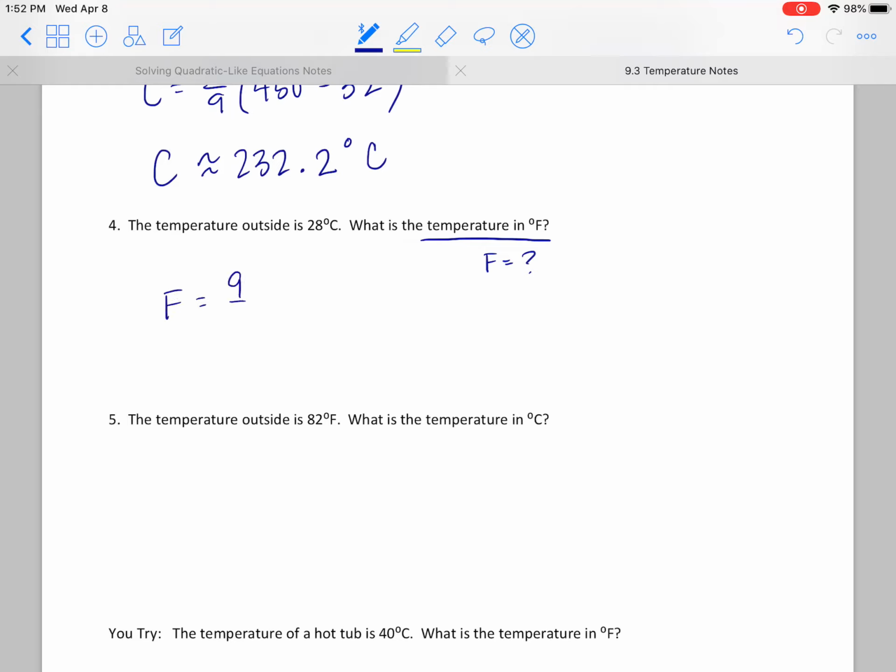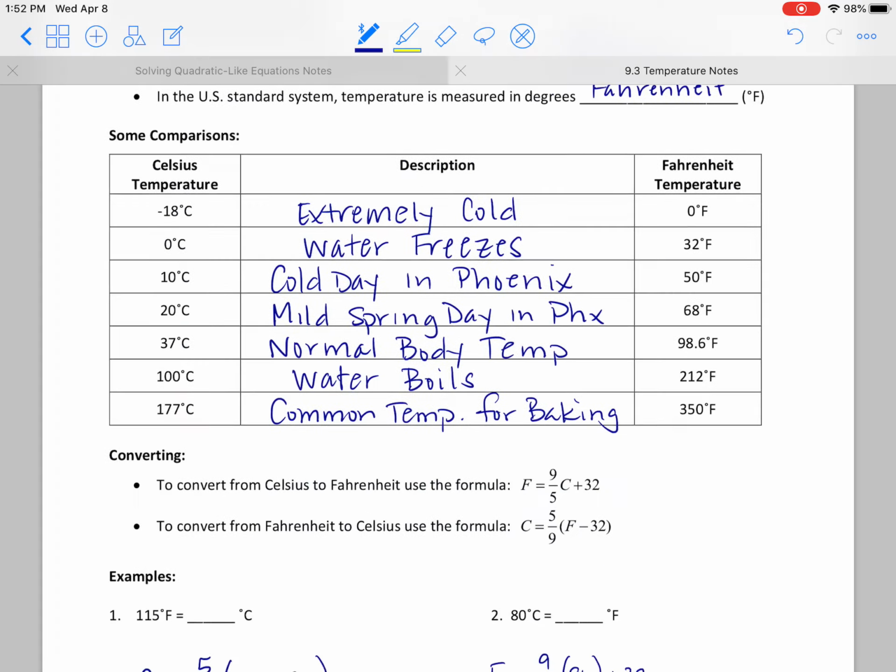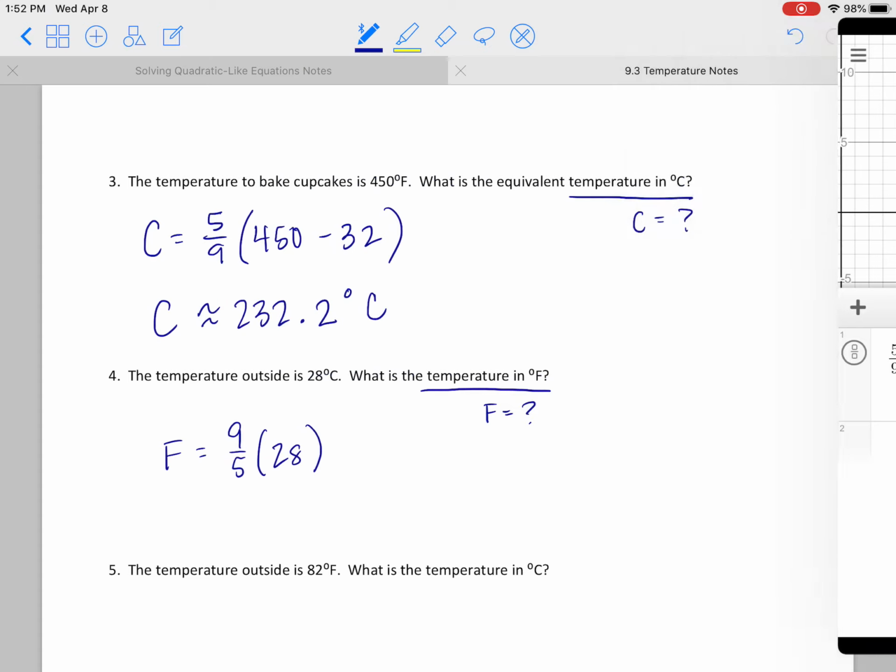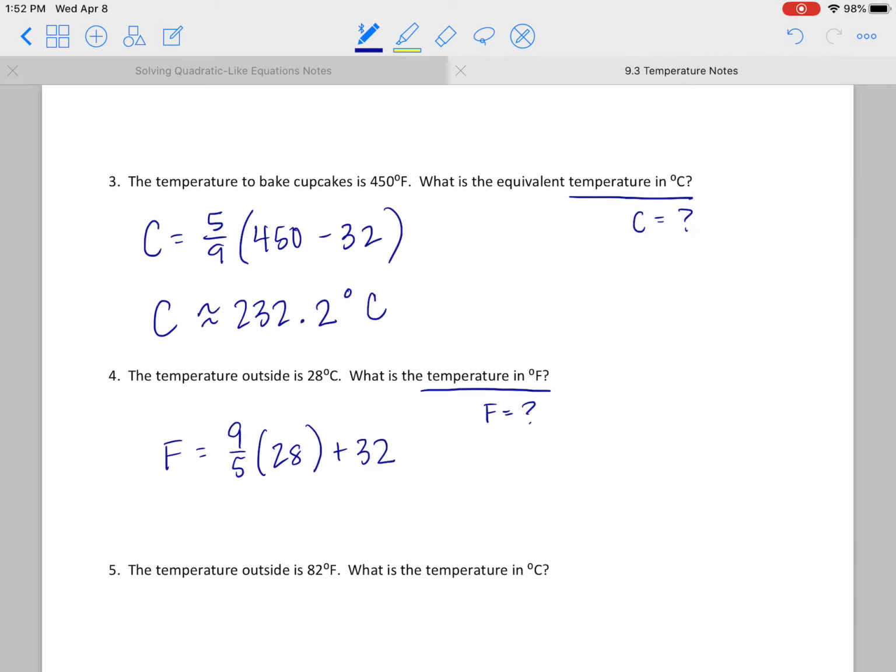Temperature outside is 28 degrees Celsius. Well, what does that really mean for us? I don't really have a concept still of 28 degrees Celsius, so let's convert it. Now again, we're looking for a temperature in Fahrenheit. So we're going to use the F equals formula.